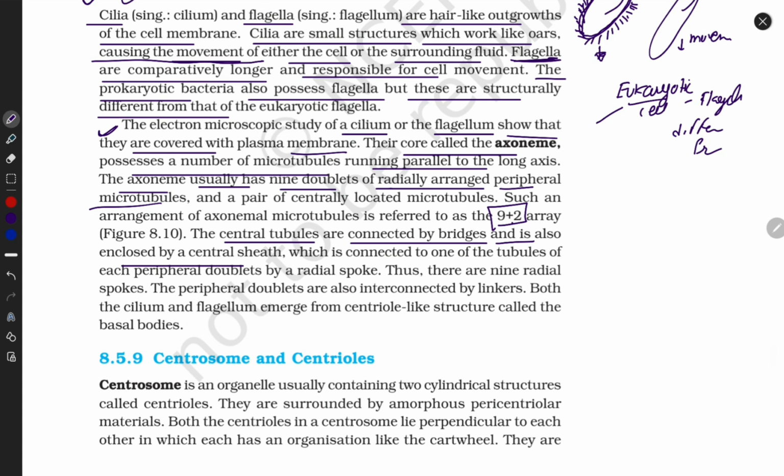Okay, next. There are 9 radial spokes, okay, we know this thing. The peripheral doublets are also interconnected by linkers. Both the cilia and flagella emerge from a centriole-like structure, called the basal body.